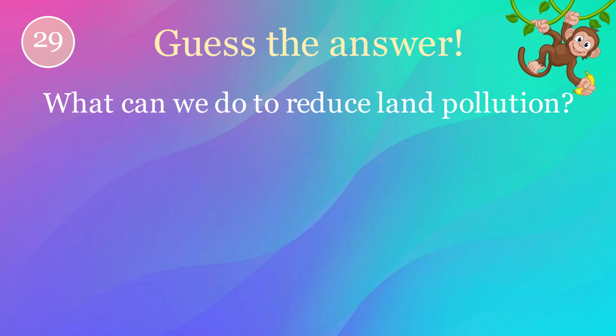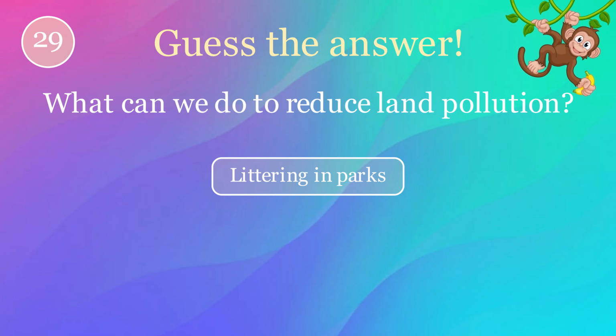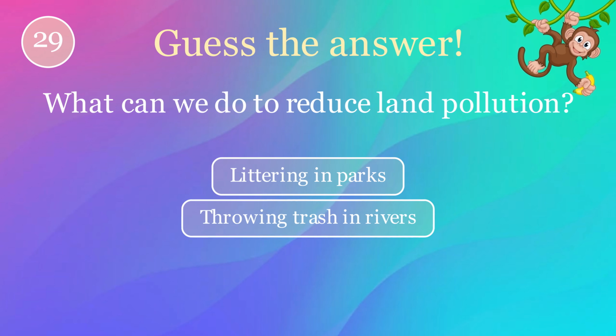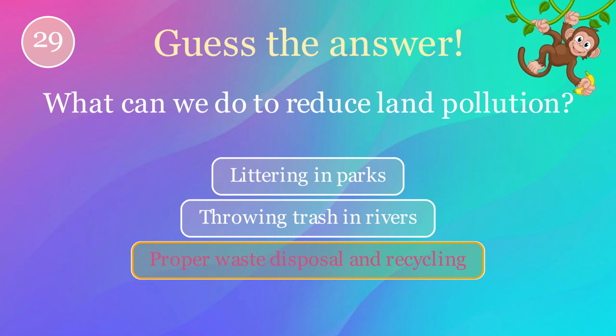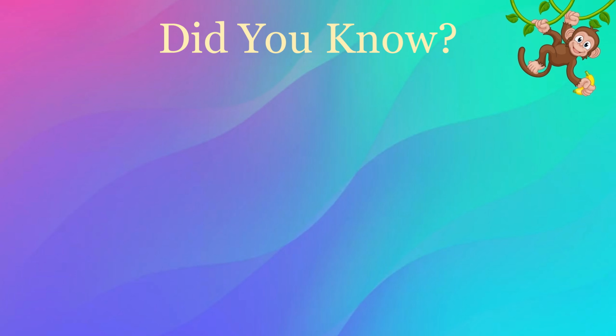What can we do to reduce land pollution? Littering in parks. Throwing trash in rivers. Proper waste disposal and recycling. The correct answer is proper waste disposal and recycling. Here's an interesting fact: proper waste management keeps the environment clean and safe.